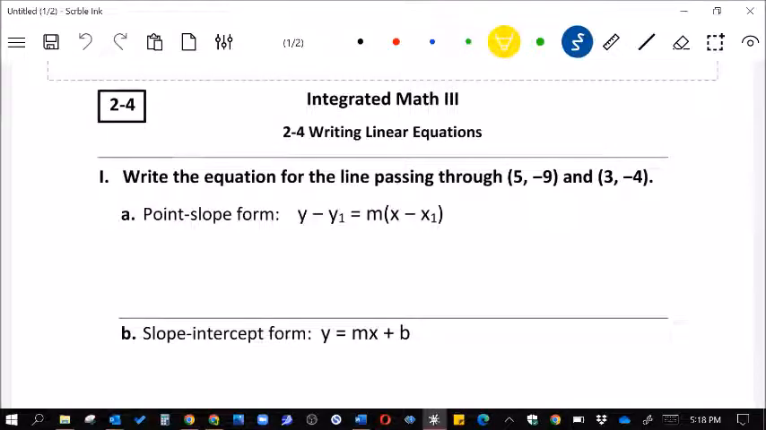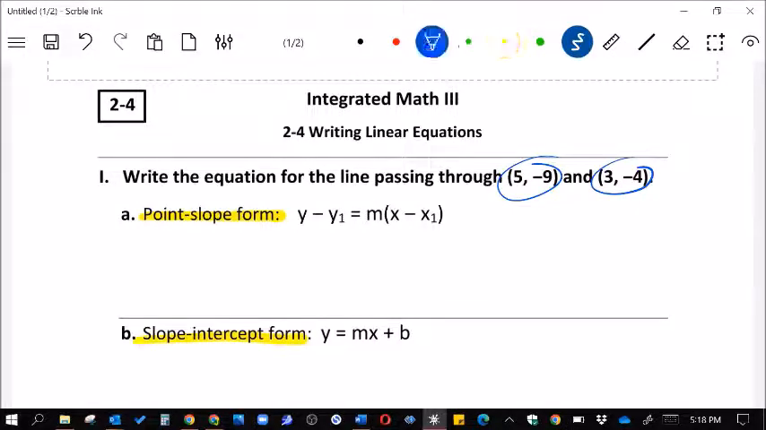Let's review making linear equations. We'll write them based on the information given. So starting with this first one, write the equation for the line passing through these 2 points. And we're going to make the point slope form and the slope intercept form.